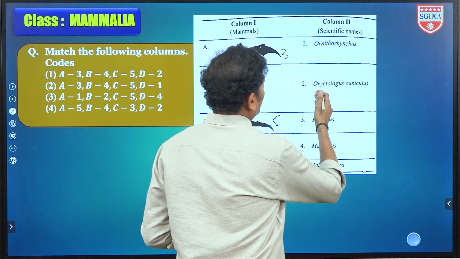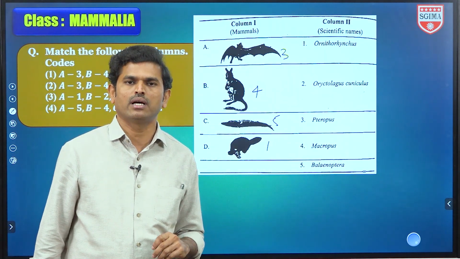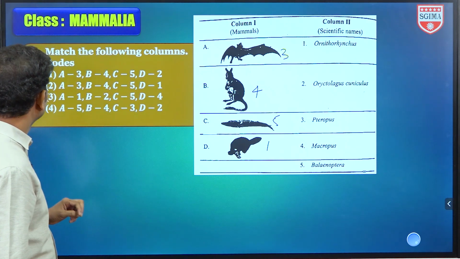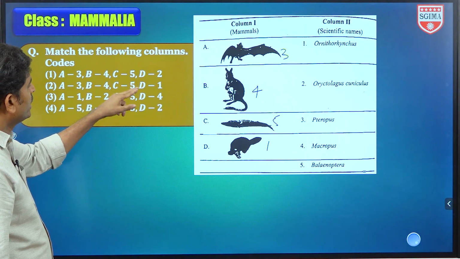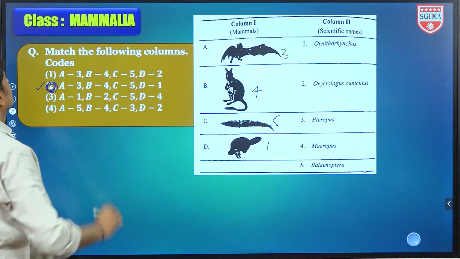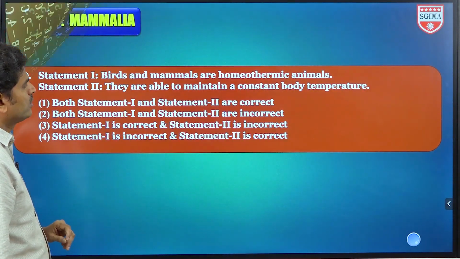Here Oryctolagus cuniculus is mentioned. Oryctolagus cuniculus is nothing but the rabbit. So which option will be correct? A3, B4, C5 and D1. So the second option will be correct. So this is a match the following type of question. Let us see the next one.